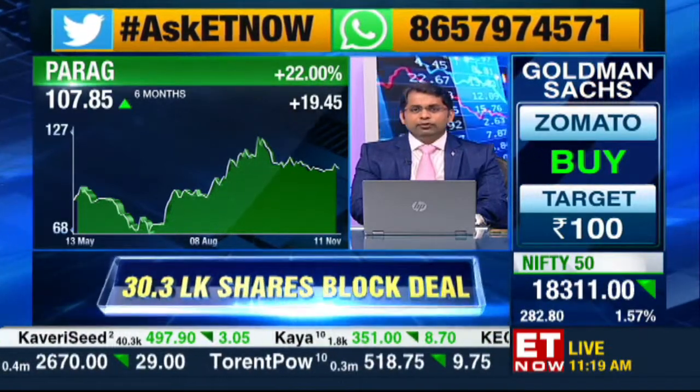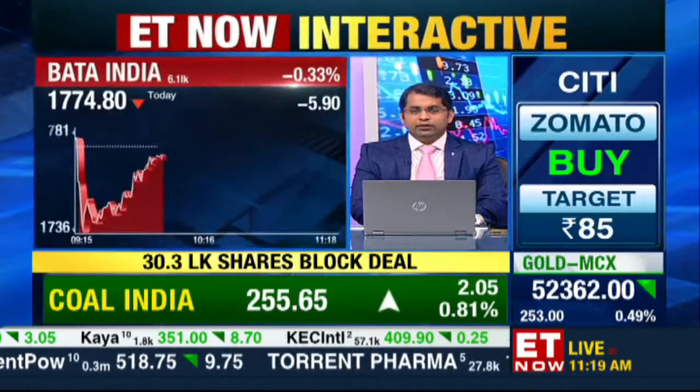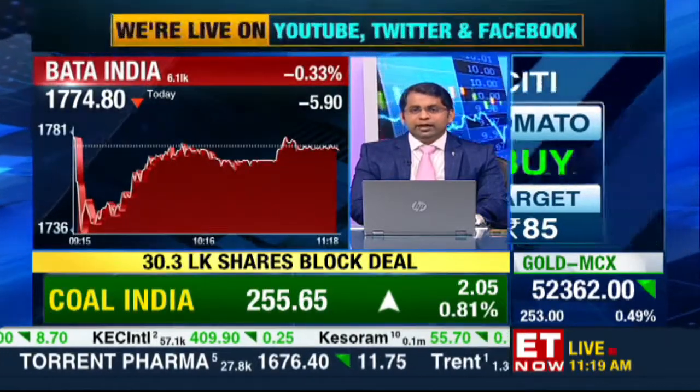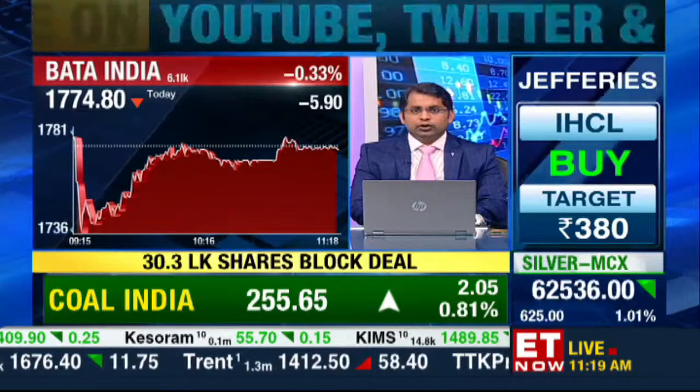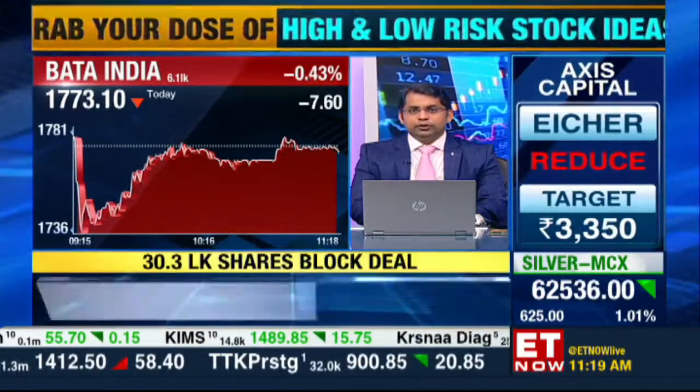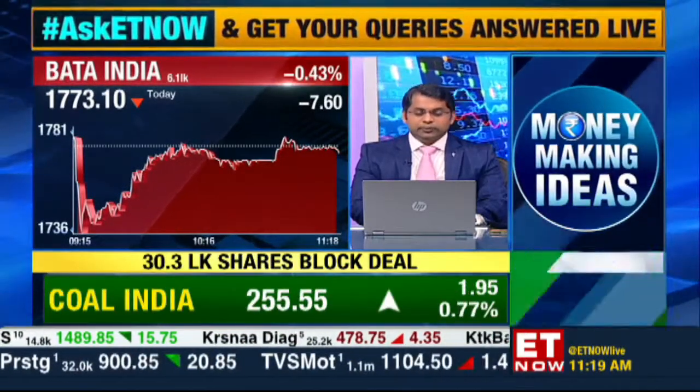Bata India would be a bit of a slow-moving stock, so you would require a higher time frame as well as a lot of patience to buy the stock and expect decent returns over the near to medium term. If that's the case, then I would suggest a buy on Bata.